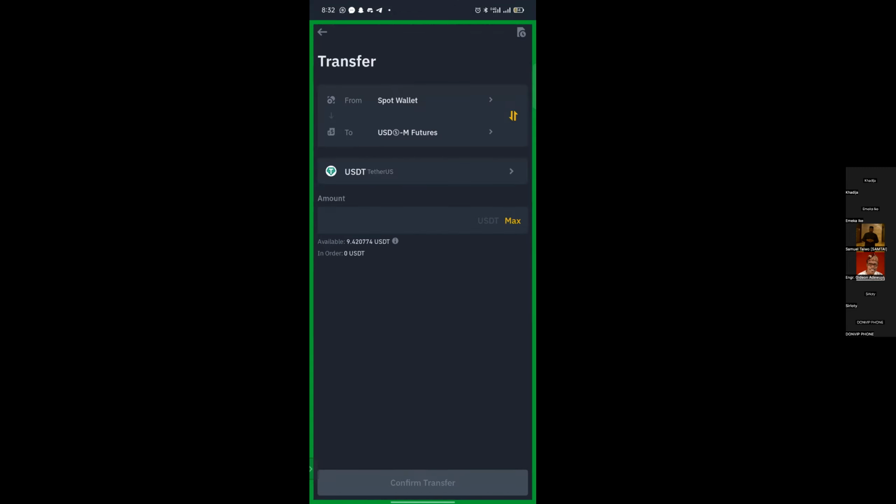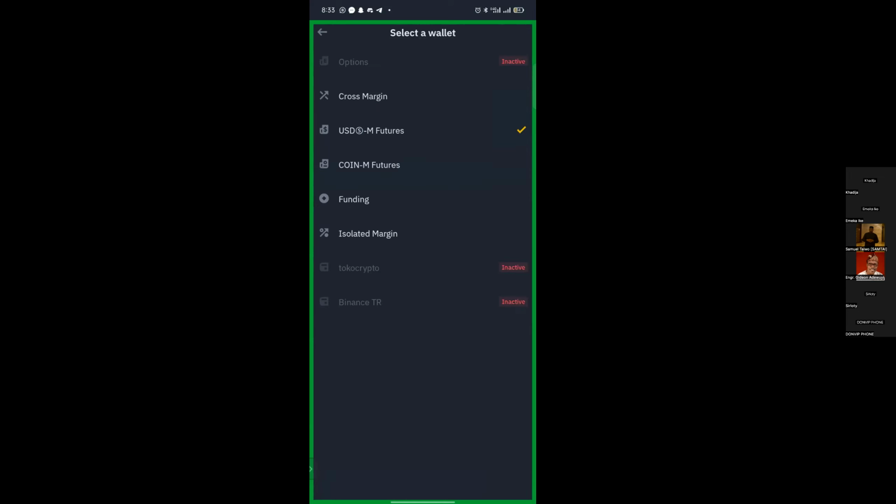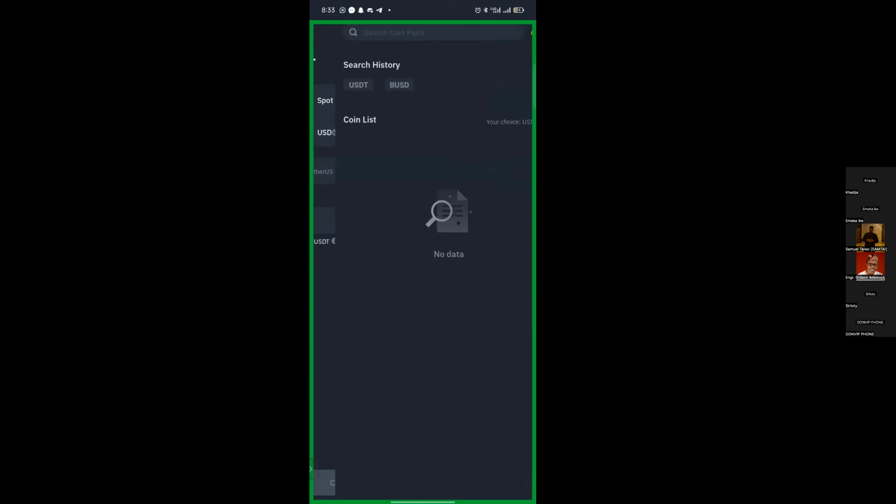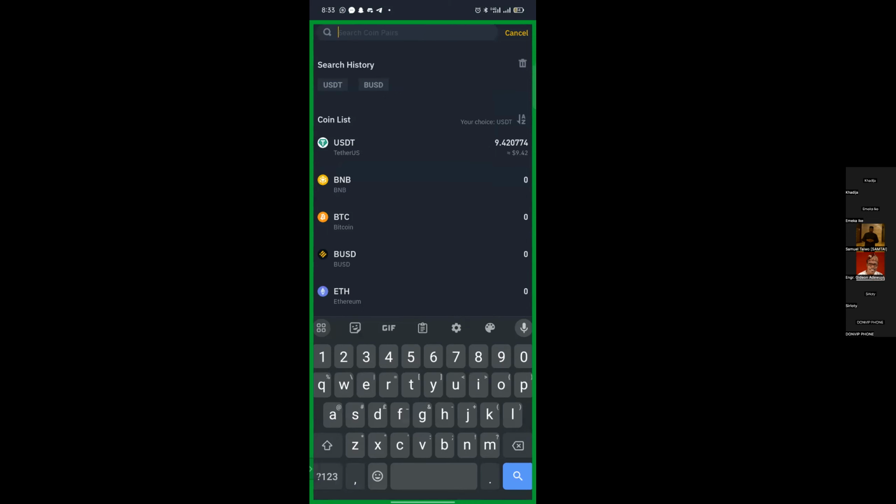Then you select from which wallet to which wallet: to our future margin, USD margin. Don't select any other but future margin. We have the coin future margin, the funding, the isolated margin, and the cross margin. By default, you'll be seeing this USDS margin future. Then the fund depends on what you're trading with the pair. If the coin you want to trade is on BUSD, then you have to convert your USDT to BUSD. If you already have BUSD, you select this and look for other pairs. You have BNB, BTC, BUSD, and the rest of them.